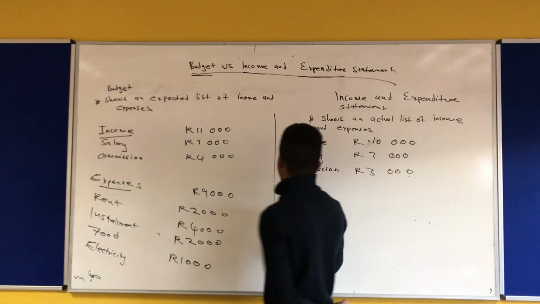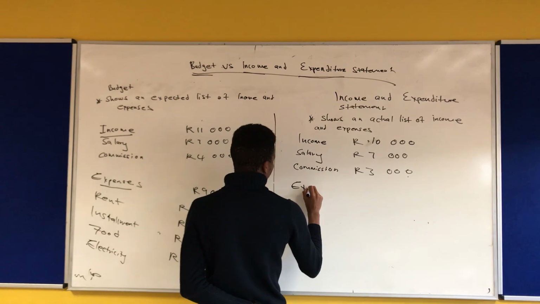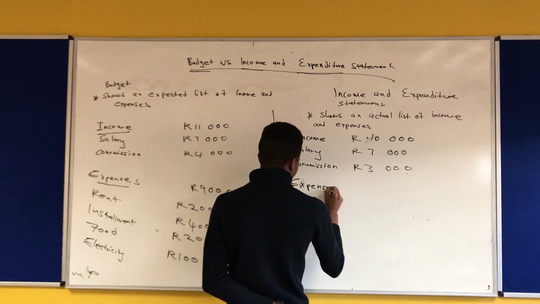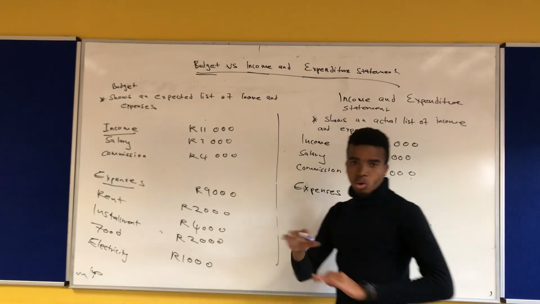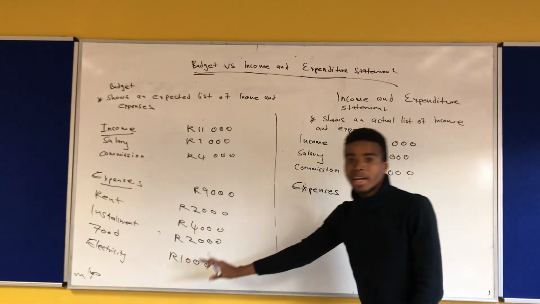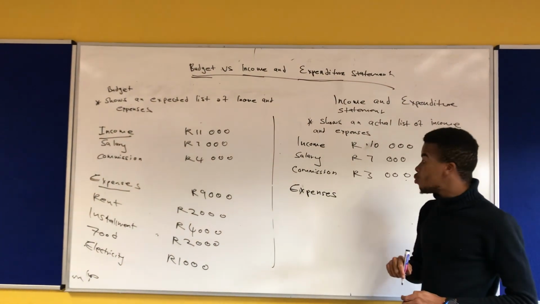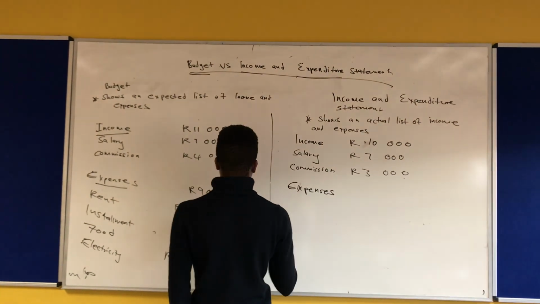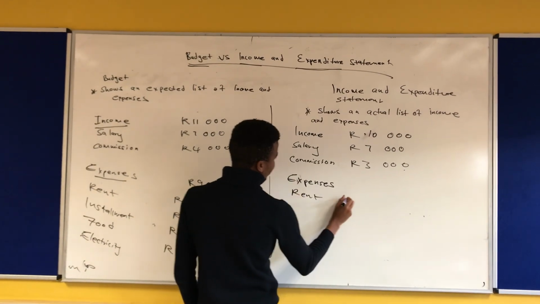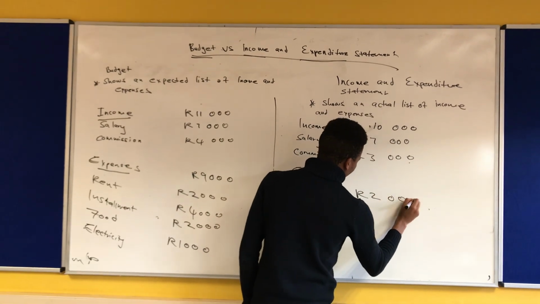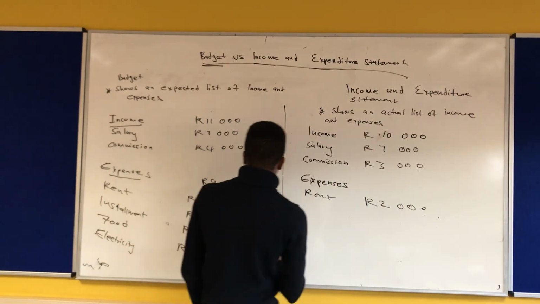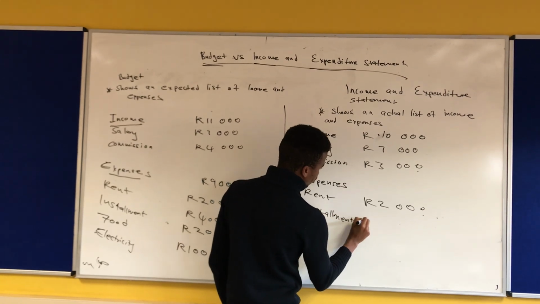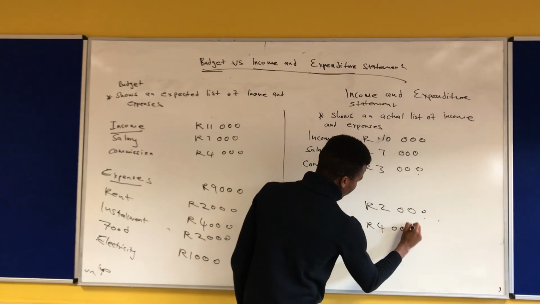So while they were drawing their budget, you must know that you draw your own budget. You don't go to the bank to collect a budget or to Home Affairs. No, you draw your own budget. So this is the budget that was drawn, and this is the reality that we see now. They said my expenses, I will pay rent of 2,000, and yes, they paid rent of 2,000. Then they said I will pay an installment of 4,000, and yes, they paid the installment of 4,000.